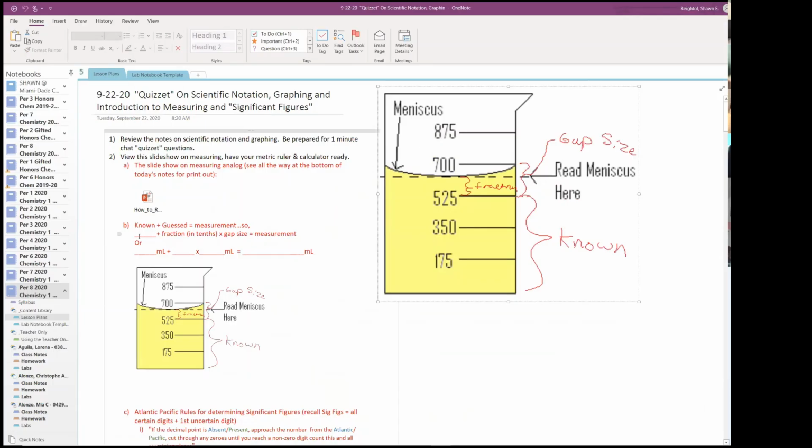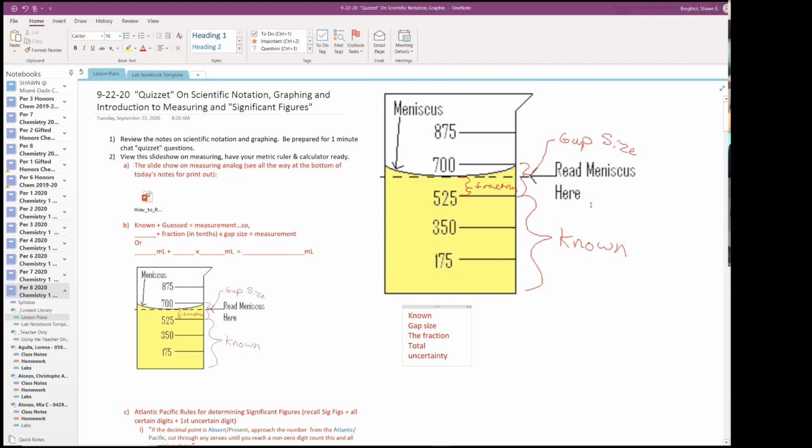In order to do this one, I need to determine the known, the gap size, the fraction, total, and uncertainty. We're measuring the yellow liquid in the beaker. And if you got the question right, good for you. That is called the meniscus.